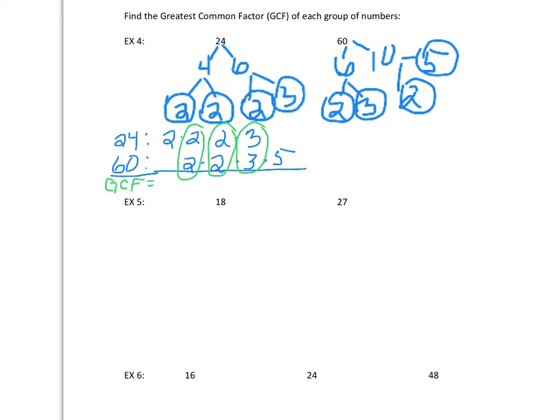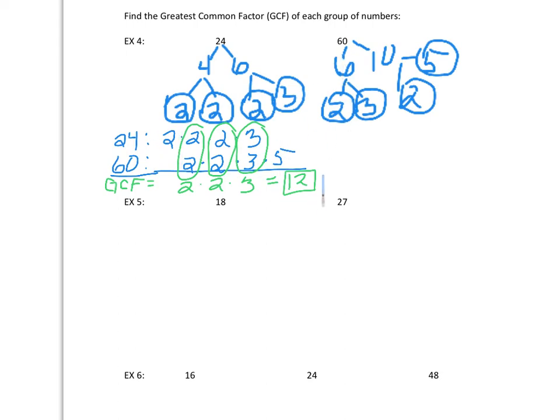So in your greatest common factor, you're going to just bring down one 2 from each of those circled columns, and then we're also bringing down a 3 because they have one 3 in common, and you're going to multiply those together. 2 times 2 is 4, and 4 times 3 is 12. So you can divide each of these by 12. 24 divided by 12 is 2, and notice that that's what you have left over that's not circled.